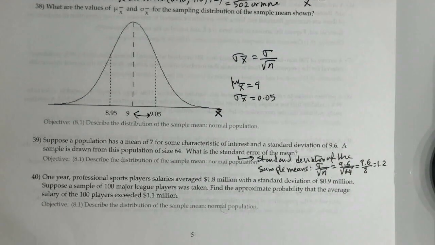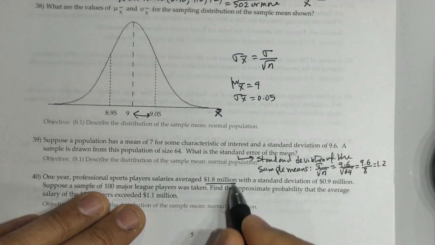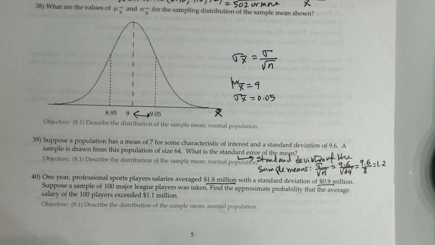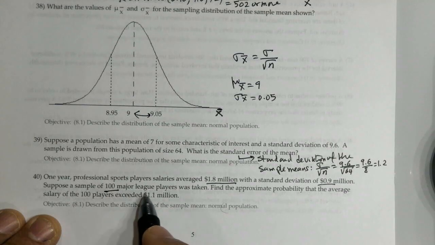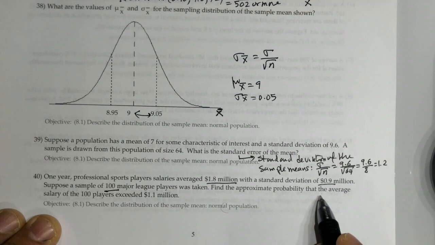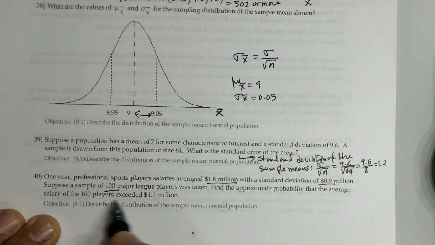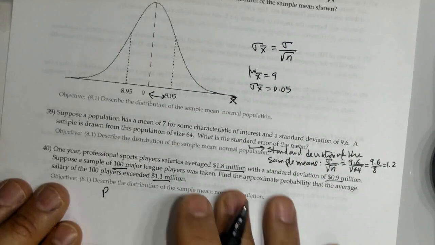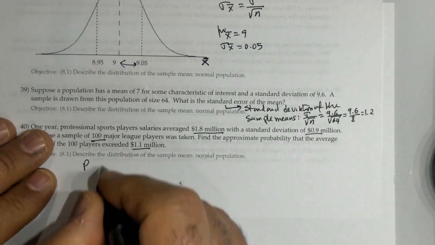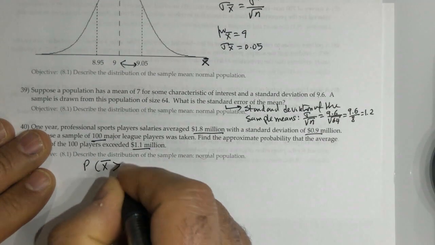Number 40. One year professional sports players' salaries averaged 1.8 million with a standard deviation 0.9 million. Suppose that a sample of 100, so this is n, major league players was taken. Find the approximate probability that the average salary of the 100 players exceeds 1.1 million. So now he's not asking for one individual, he's asking for the probability of the average. So it's a probability of x bar greater than 1.1.